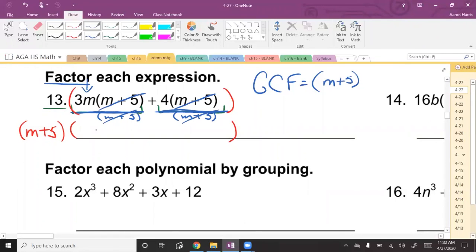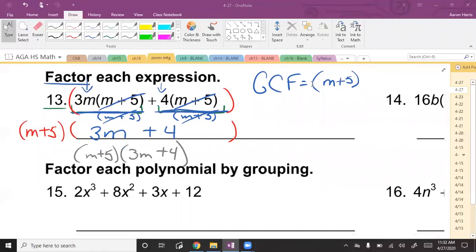3m and 4. What kind of 4? Positive 4. You see how that worked? So my answer is n plus 5 times 3m plus 4. Now I'm going to open this up real quick. Does everybody understand that?